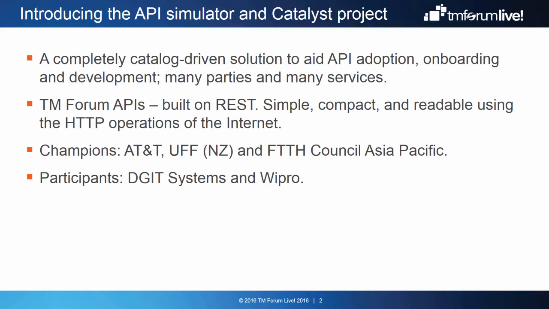This catalyst has three champions: AT&T, UFF, and Fiber to the Home Council, FTTH. FTTH Council Asia Pacific, supported by UFF, has presented the Fiber as a Service requirements, accompanied by a white paper created through an FTTH committee.